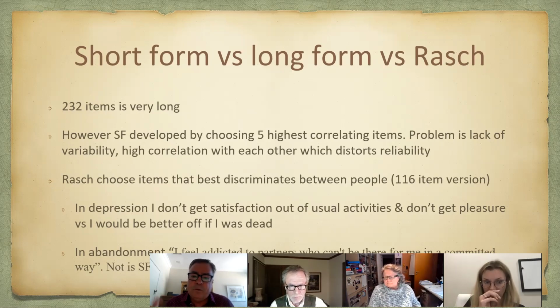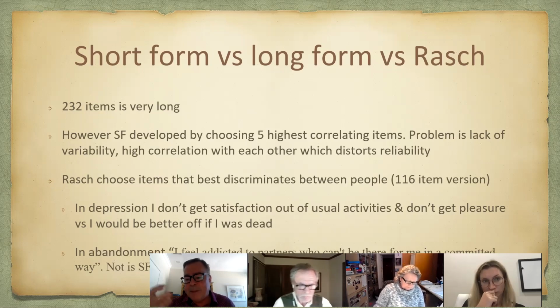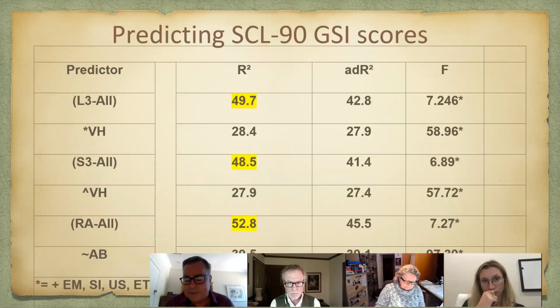So we have a short form, we have a long form, and we're about to publish a Rasch form. The Rasch form is 116 items. It's a mathematical model to determine which of the long form items best discriminate between people with the schema and people who don't have the schema.